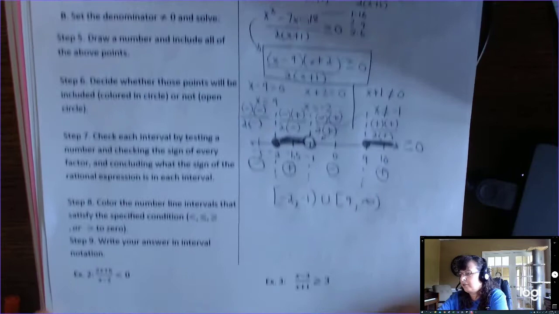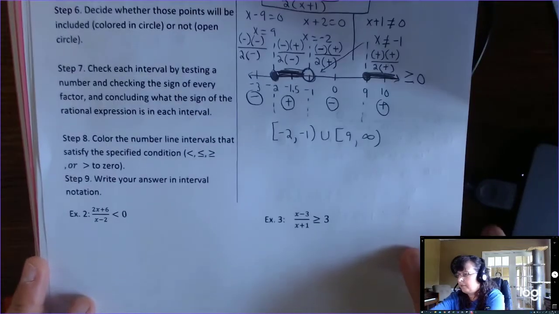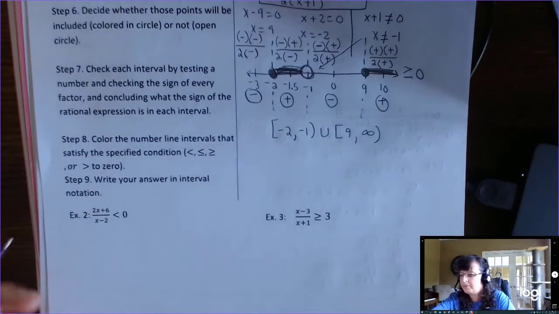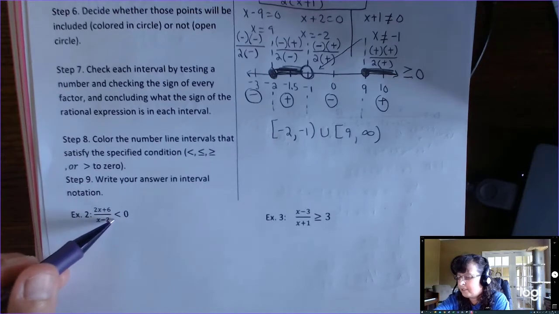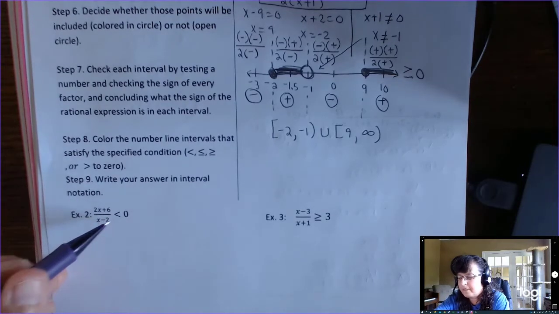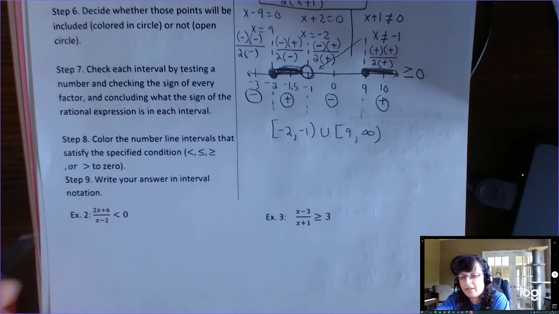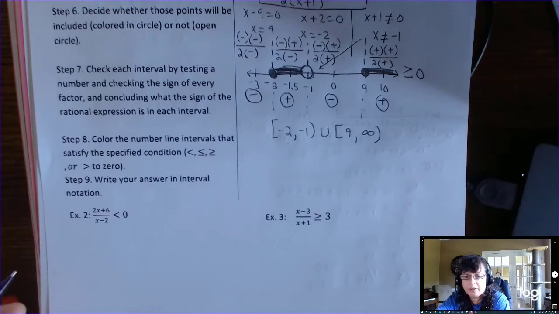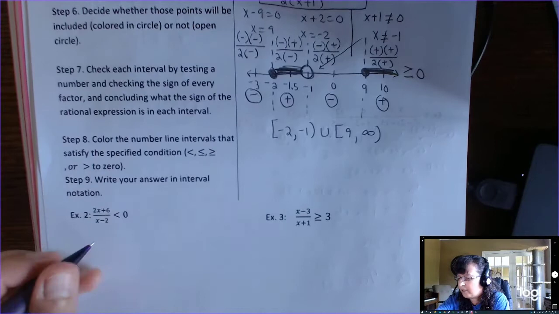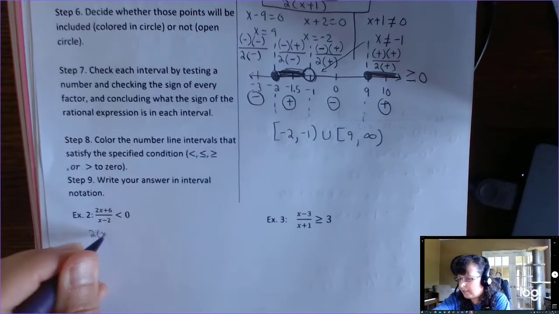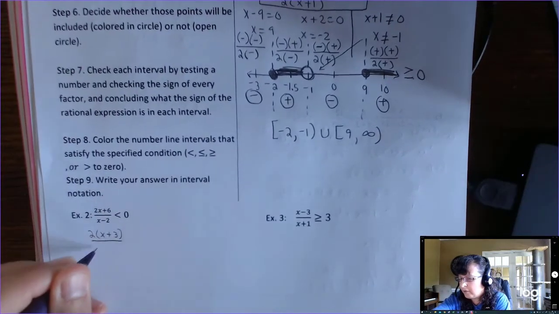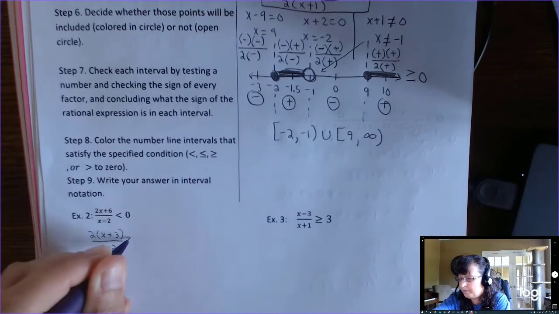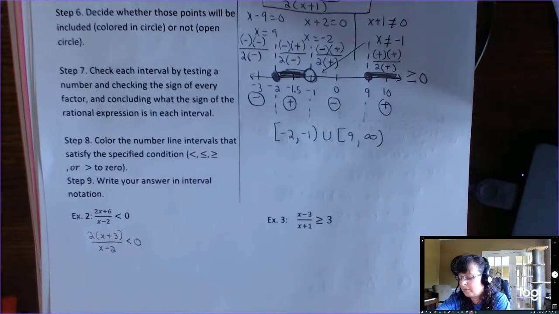Okay, so let's try example 2. Alright, so the steps are: set the inequality to 0, done. Step 2, combine to one fraction, it's actually done. Step 3, factor if you need to. So yeah, you can factor the numerator. That's 2 times x plus 3 over x minus 2 is less than 0.